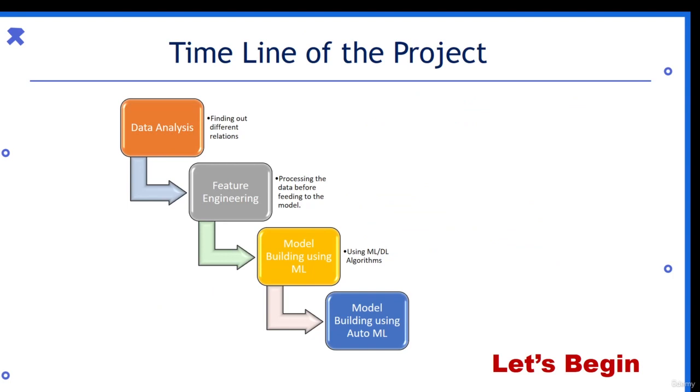Then after the pre-processing of data, we'll feed that data into a model. We'll use different ANN models as I discussed earlier. Then we'll build our model using the auto machine learning technique, and we'll see which model suits our data best and is given by the auto machine learning, that is H2O AutoML library. So let's begin.